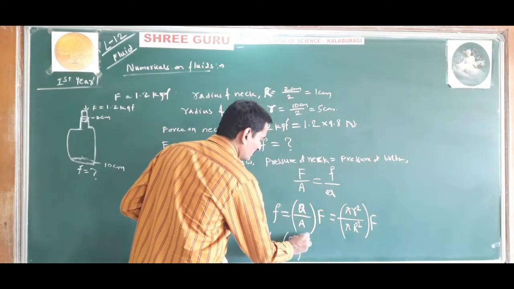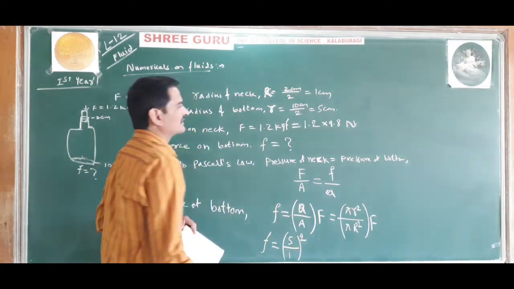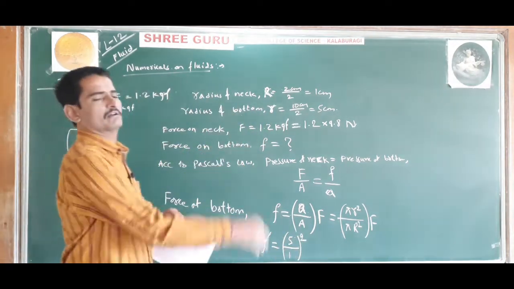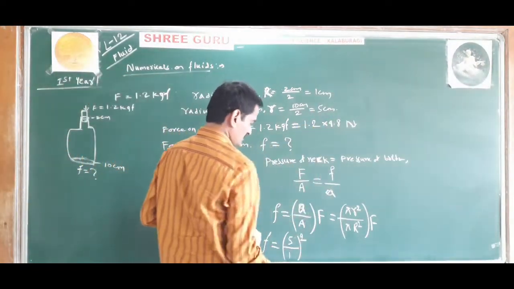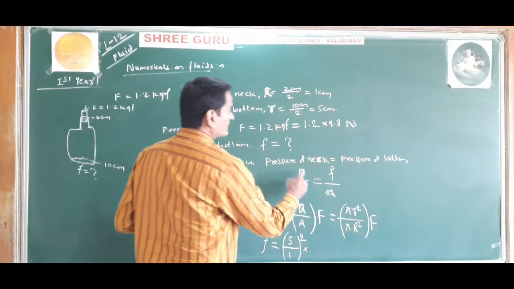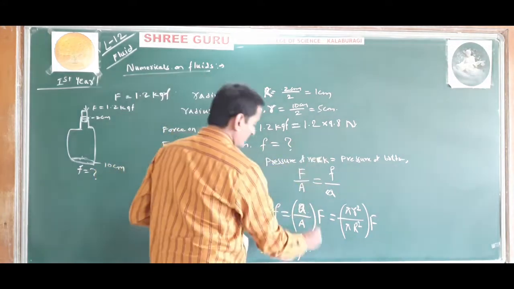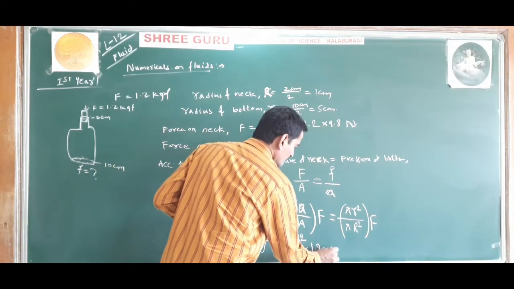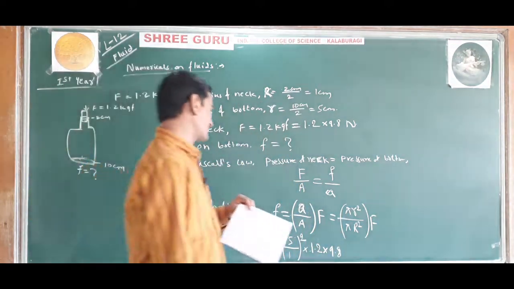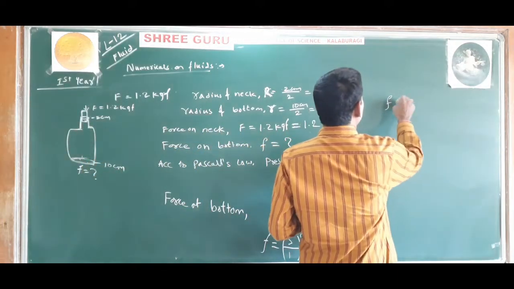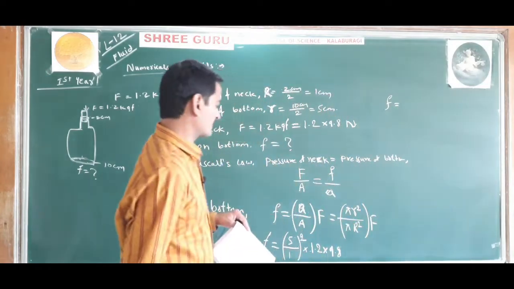So 5 by 1 square centimeter cancel. So no problem. Even if you write in CGS system units, it will become correct. Into force on the kg, it is 1.2 into 9.8. So 5 square is nothing but 25. So F is equal to, do the calculation, you will get the answer.